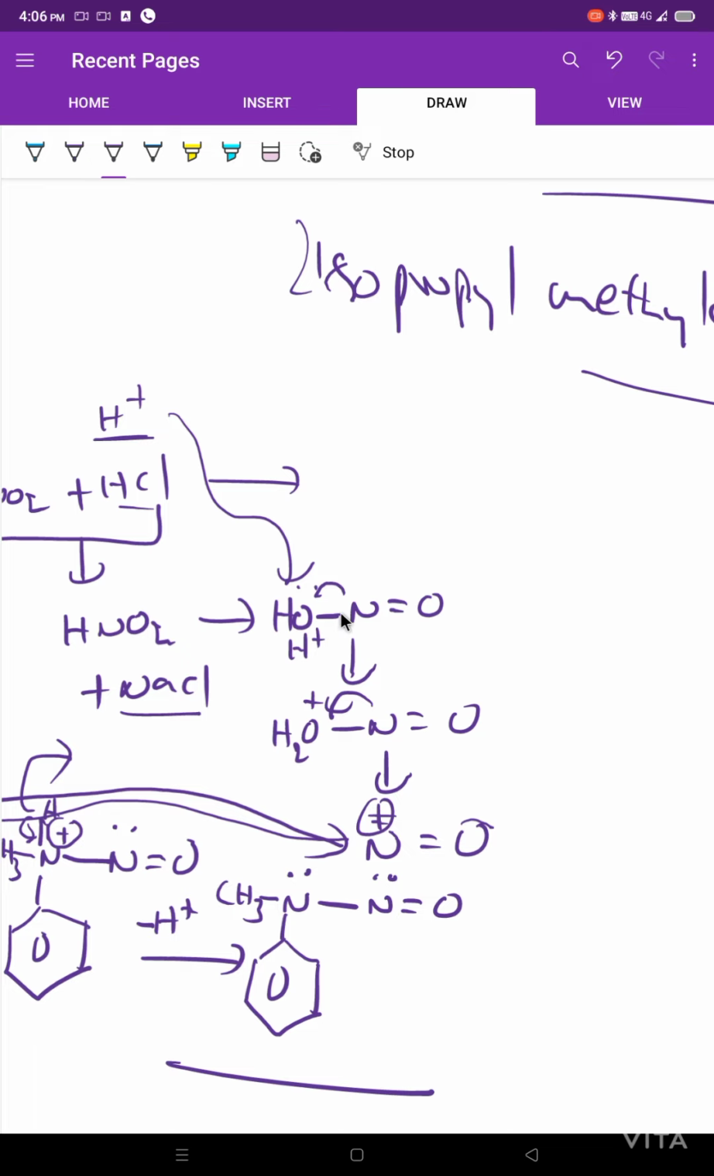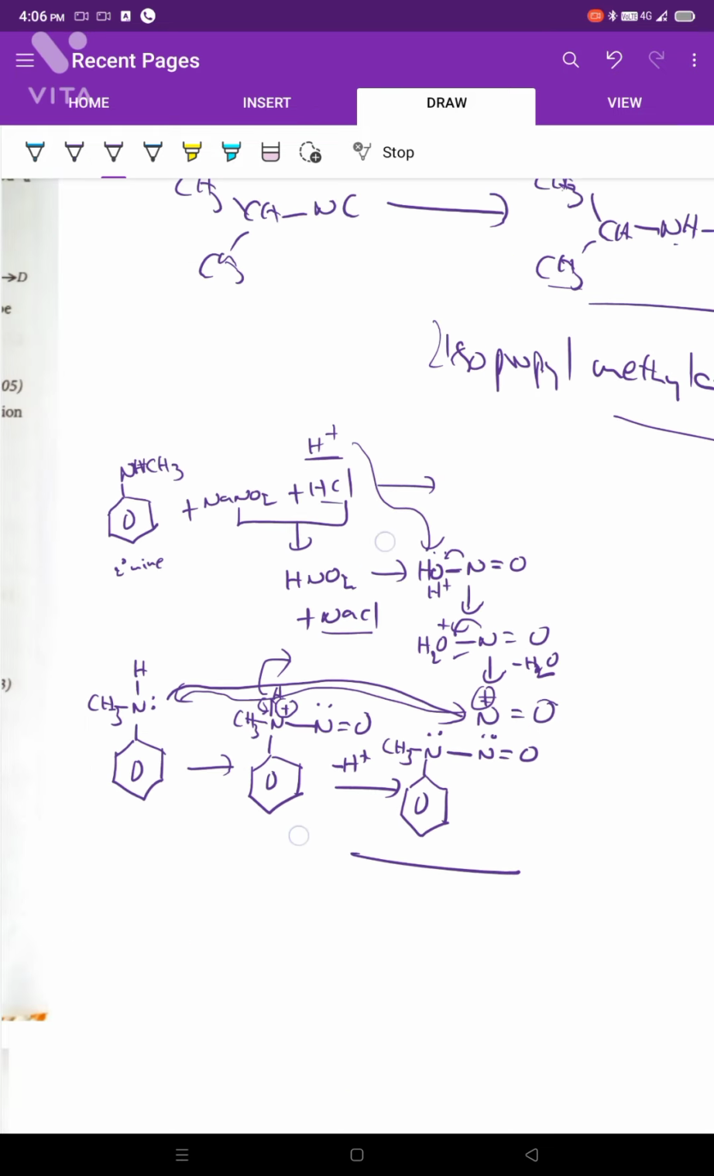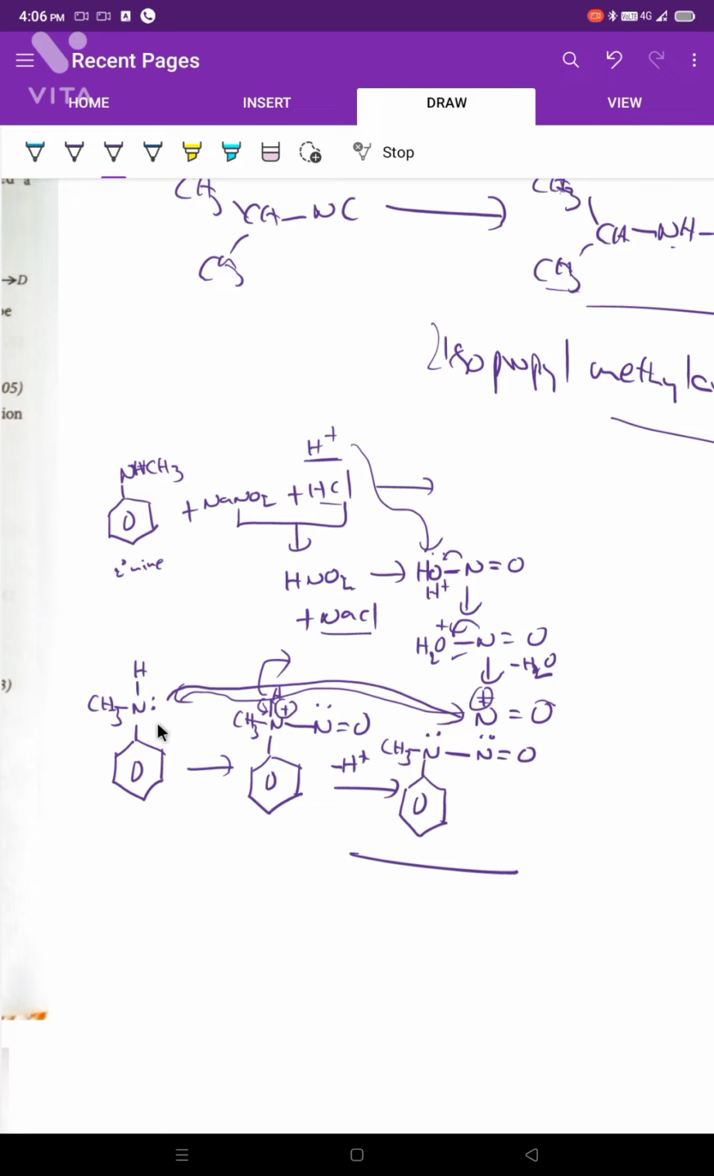HO–N double bond O. In presence of H plus, this gets converted like this, and after removal of water you can get the cation NO plus. This NO plus on reaction with the secondary amine: nitrogen donates its electron pair to N plus, and nitrogen gets the plus charge.